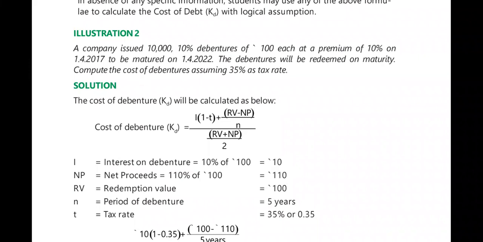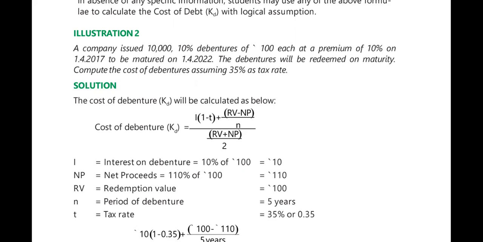So we can count here from 1/4/2017 to 1/4/2022. Okay, 18, 19, 20, 21, and 22. So there are totally 5 years. So the period of debenture is 5 years. Now tax rate. The tax rate is already given in the problem, 35%. Now we need to convert this into decimal. 35 divided by 100 gives 0.35.